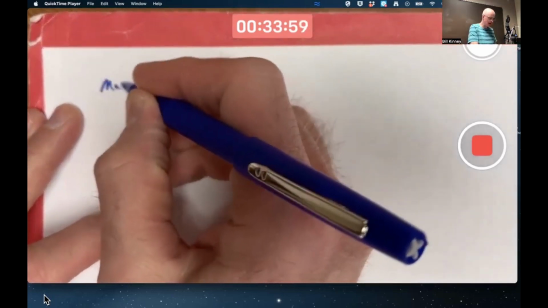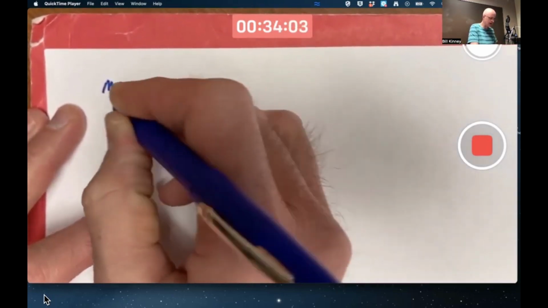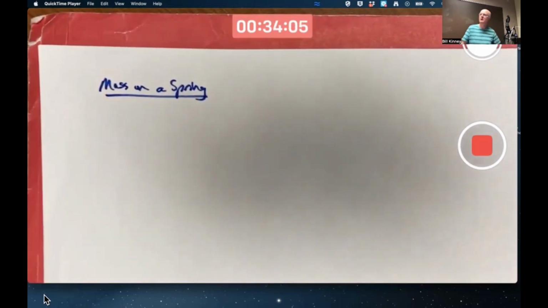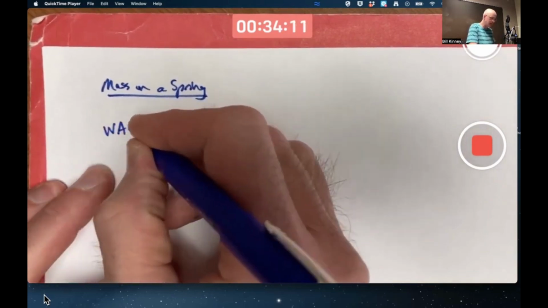Mass on a spring. Before we talked about mass on a spring with regard to thinking about the work done to compress or stretch a spring. But now we're going to be thinking about the motion and trying to model that motion.